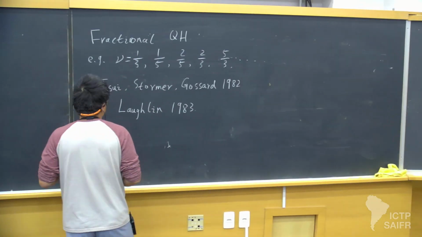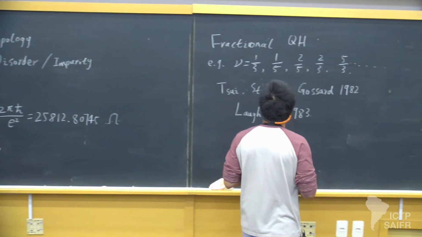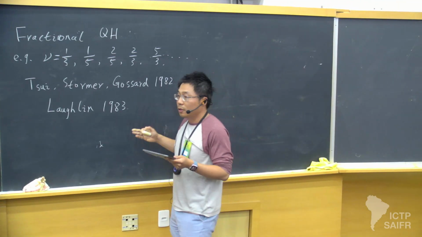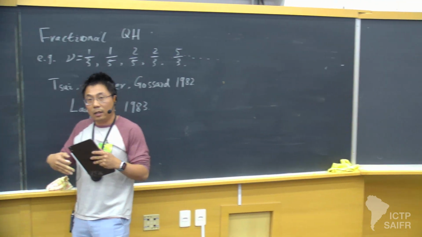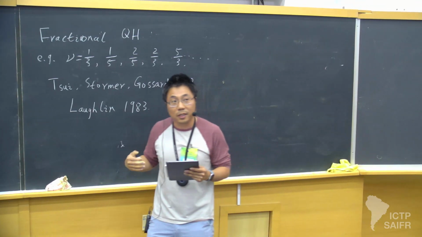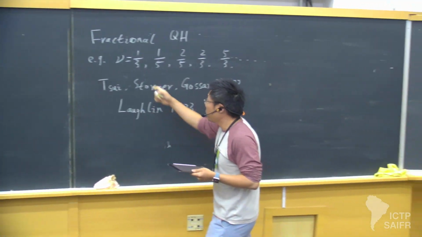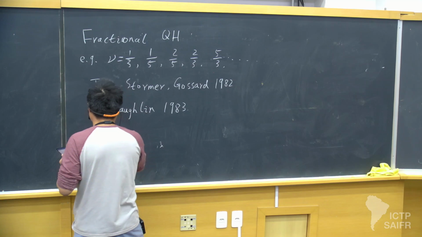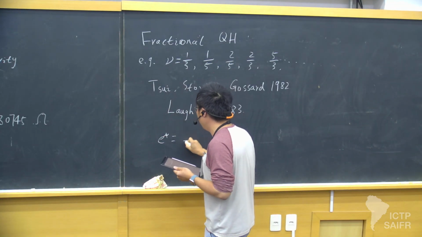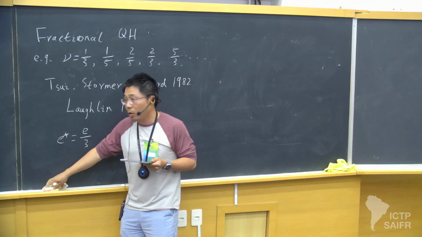And the remarkable new physics of this fractional quantum Hall effect, compared to the integer quantum Hall effect, is that in the fractional quantum Hall effect, the excitations that you can have in the system turn out to carry a fractional charge, not an integer charge. And for this 1/3 state, the excitations turn out to carry 1/3 of the electric charge.